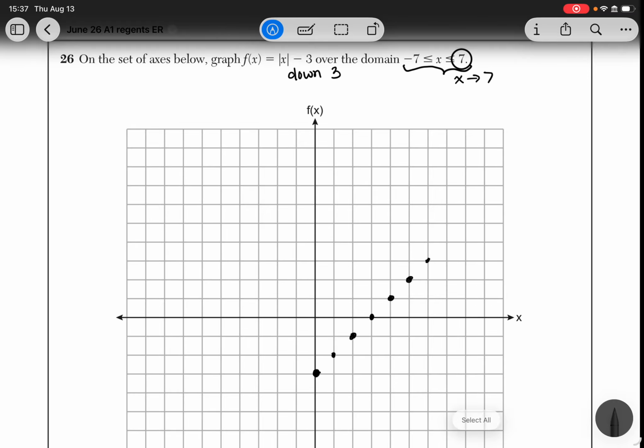So if we look, we're just going to count our boxes, usually 10 by 10. So 1, 2, 3, 4, 5, 6, 7. This would be our last point for our domain. We do not go any further than that.